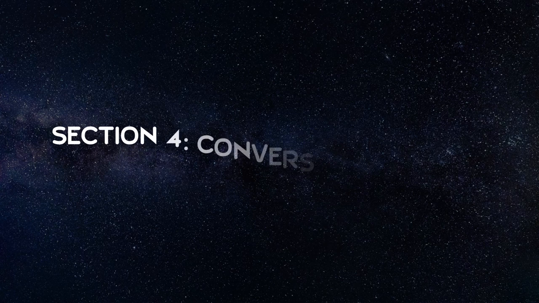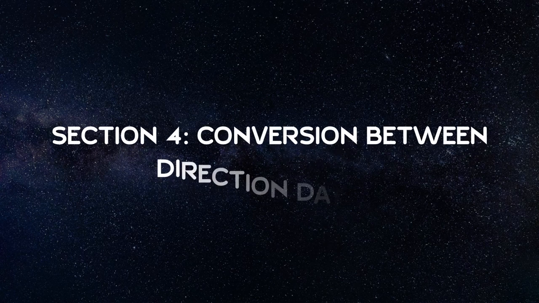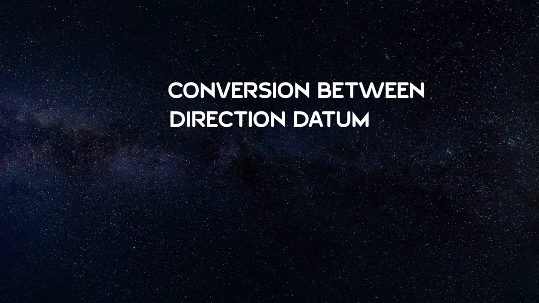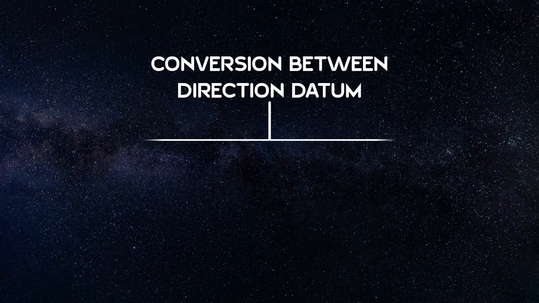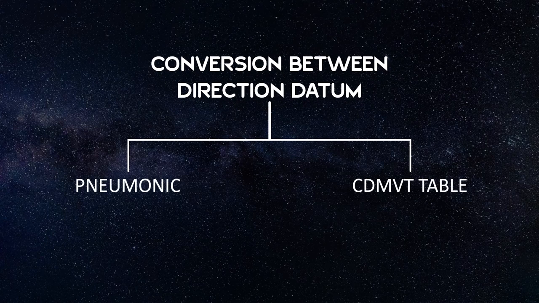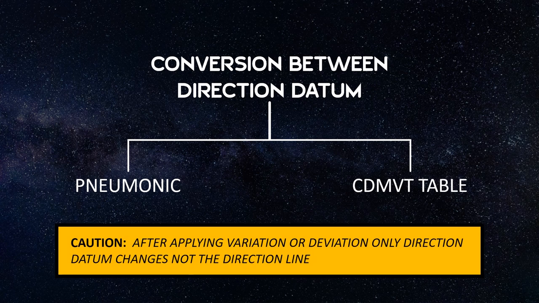Section 4. Conversion between direction datum. There are two methods to convert between direction datum. The first method is by using mnemonic, and the second method is by using CDMVT table. Caution: after applying variation or deviation, only direction datum changes, not the direction line.